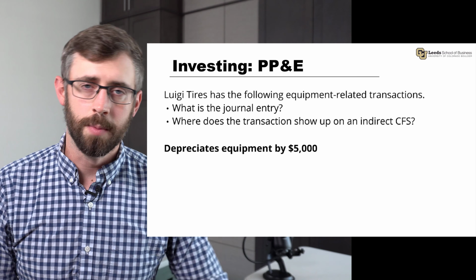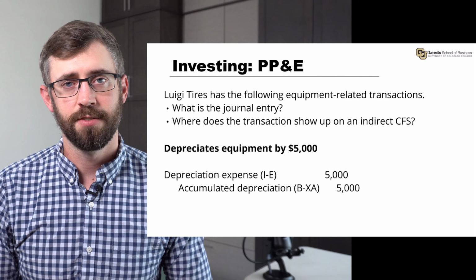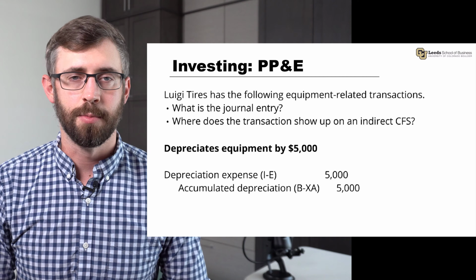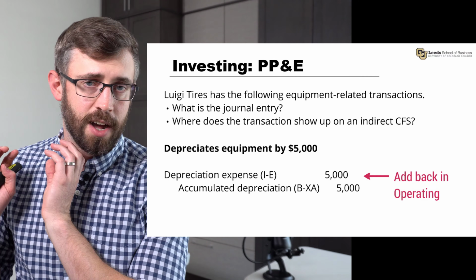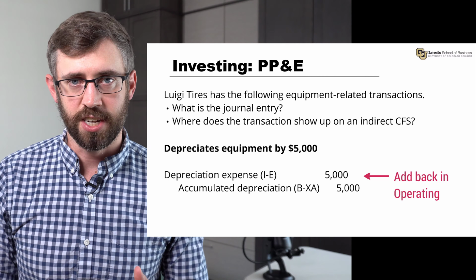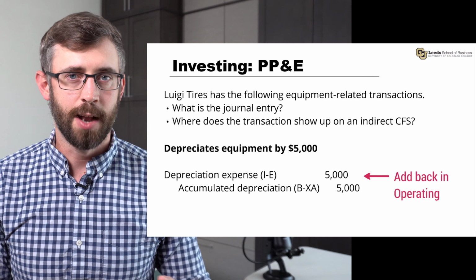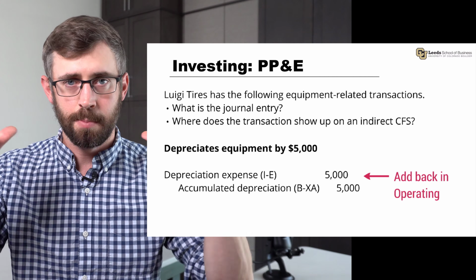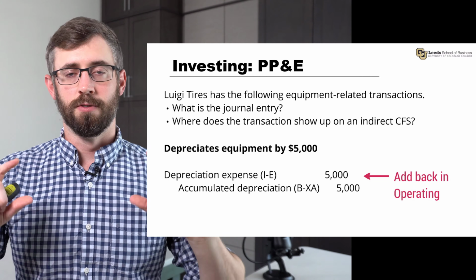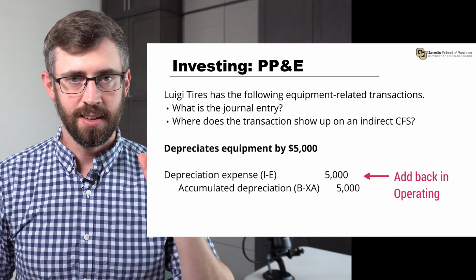Now, let's say they're using this equipment and they depreciate it by $5,000. So we're going to debit depreciation expense for $5,000, and credit accumulated depreciation to bring the asset value down by that same amount. Now, we already recorded the full $10,000 cash outflow in the investing section, right? So this extra $5,000 of depreciation expense, which is dragging down our net income, is a non-cash expense. And we're going to reverse it out of net income up in the indirect section of the operating section of the cash flow statement. To reverse out an expense, we have to add that expense back. So we're going to add back $5,000 in the indirect section.